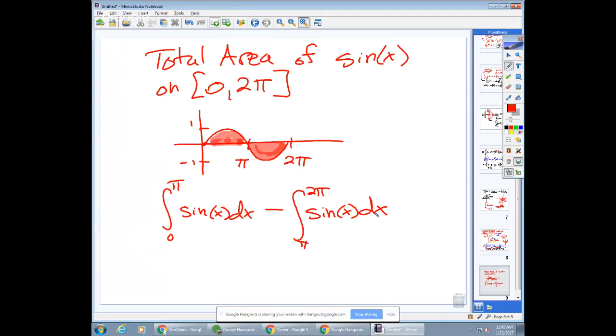Now, that's the general approach you would take. You look at the function. Where is it positive? Take the integral of the positive part. Where is it negative? Take the opposite of the integral of the negative part. But here we have a shortcut. It's easier than that here. What other feature of the sine can I use to make this easier?